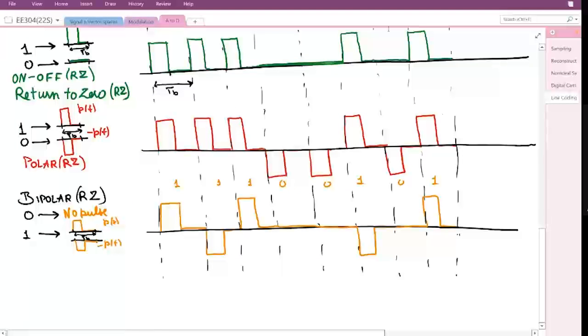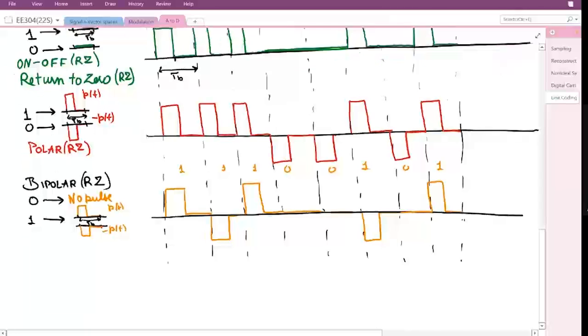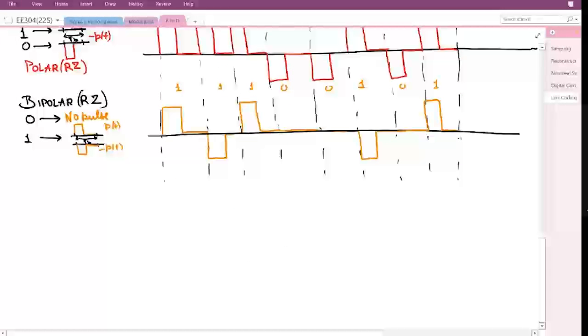Okay, so if I obtain the power spectral density of these two, polar and bipolar, so if I altogether obtain the power spectral density, do people know what it is?